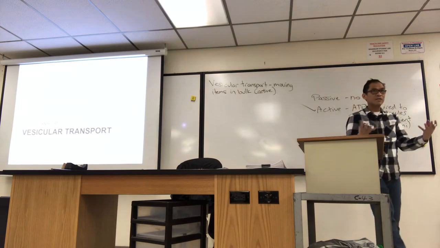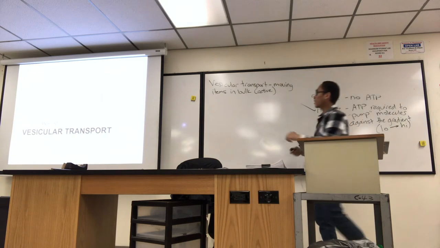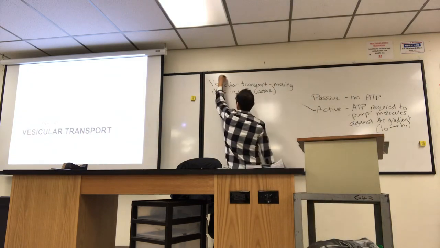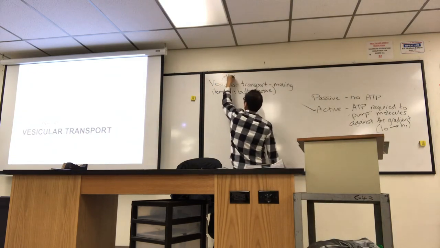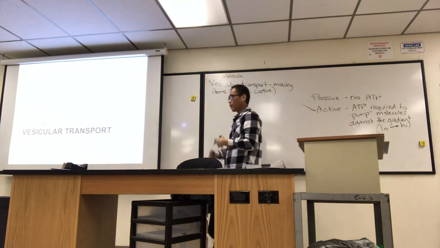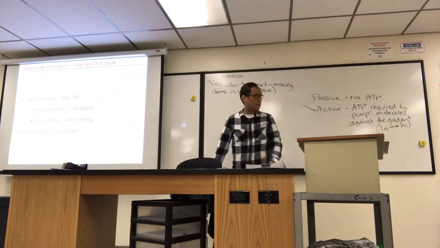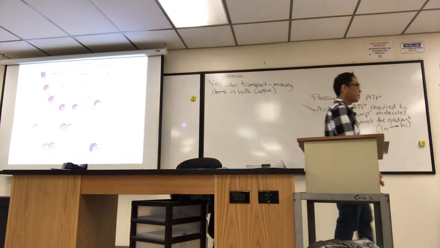Vesicular means a vesicle. A vesicle is a nice little bubble container that the cell makes out of the cell membrane. So think vesicle. So you can just bring in a lot or export a lot. And there are nice pictures of it in your book. There's endocytosis, exocytosis. We'll look at pictures of each.